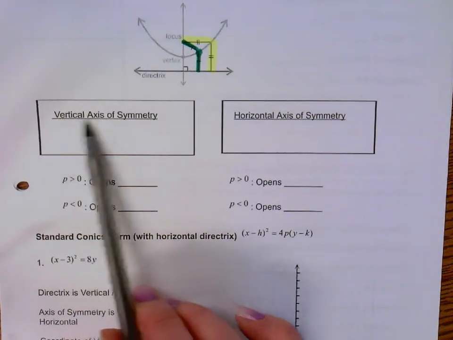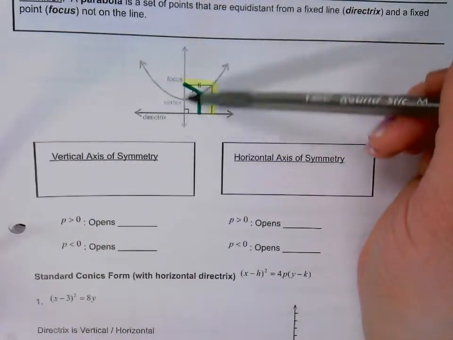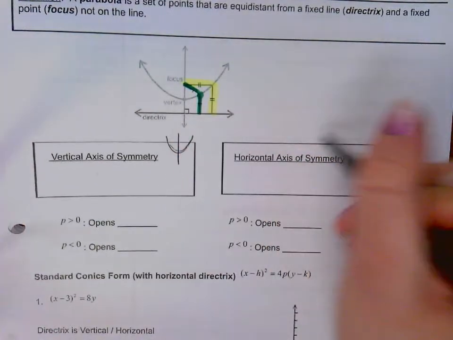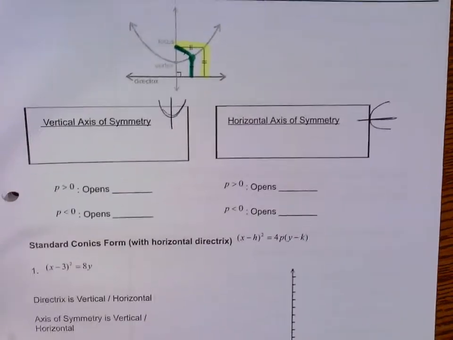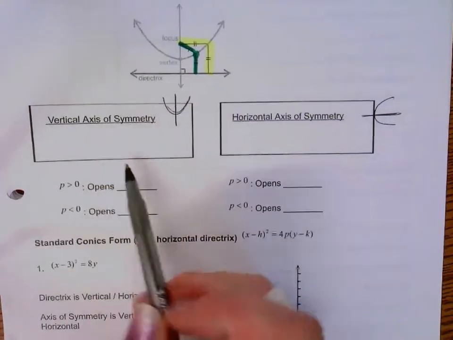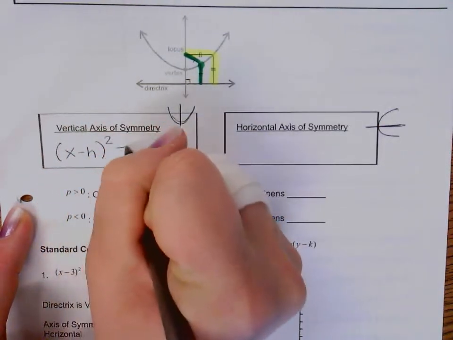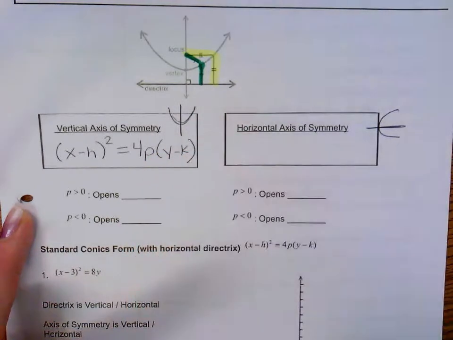So a vertical axis of symmetry basically looks like this parabola up here, right? That has a vertical axis of symmetry. And a horizontal axis of symmetry is kind of our sideways parabola. And so the way that you write it is x minus h squared equals 4p y minus k.